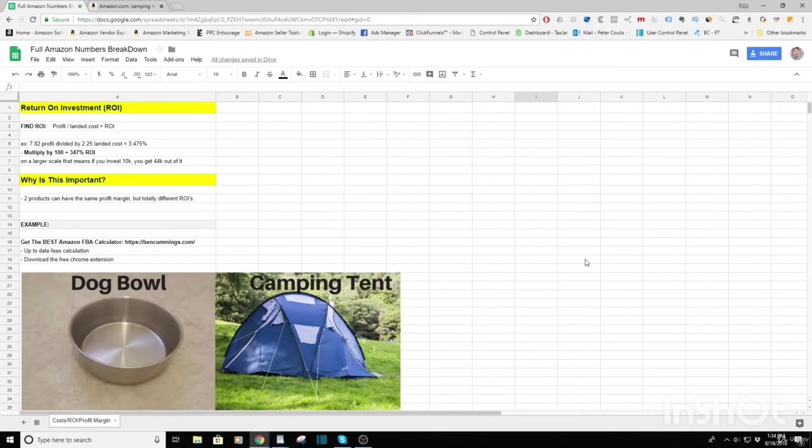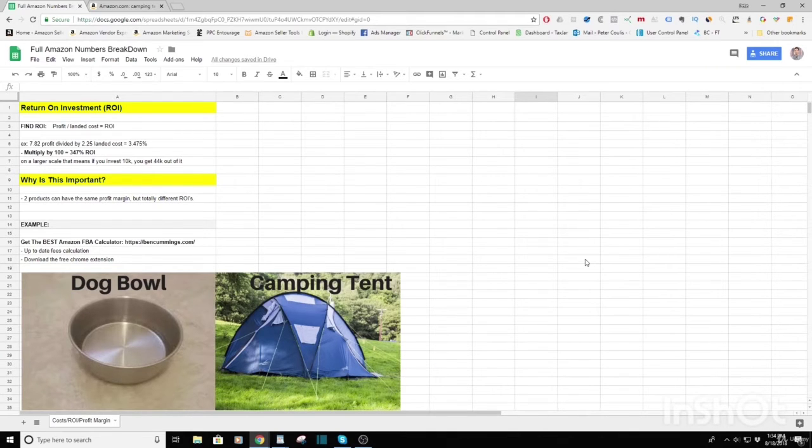What is landed cost? Landed cost is the total all-in cost that it costs you to source the product. So that includes the product, that includes the shipping, that includes your logo, that includes your packaging, that includes any sort of miscellaneous expenses that might be along the way, for customs or freight. Absolutely everything needs to be baked in.